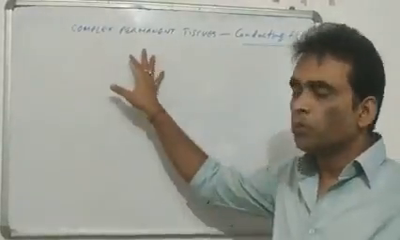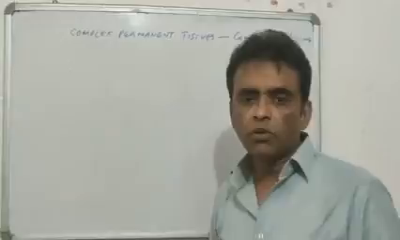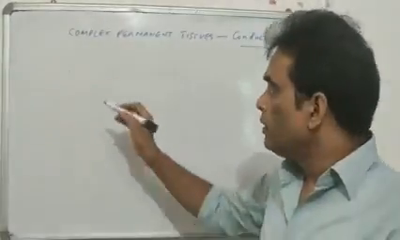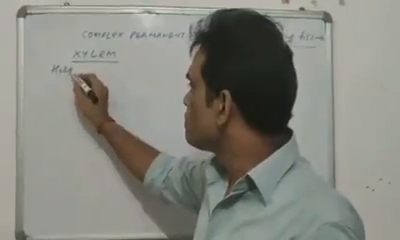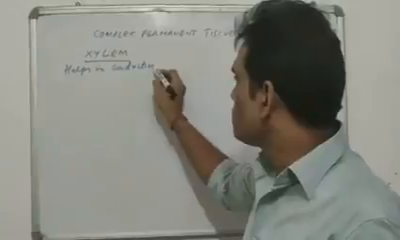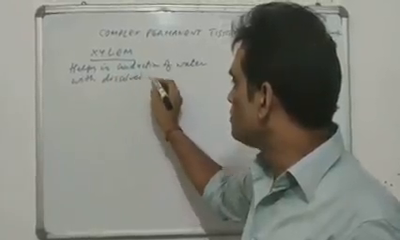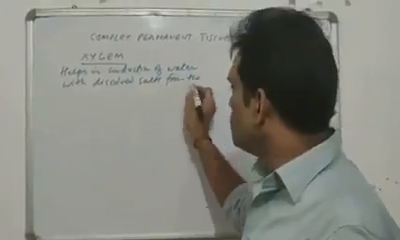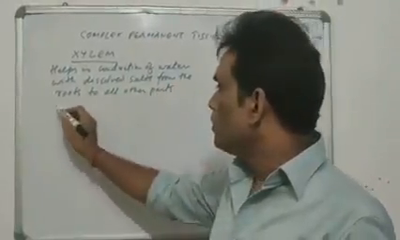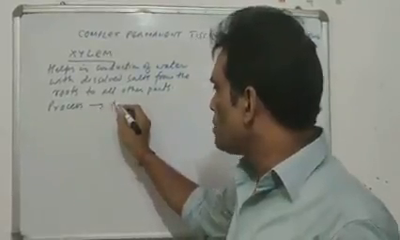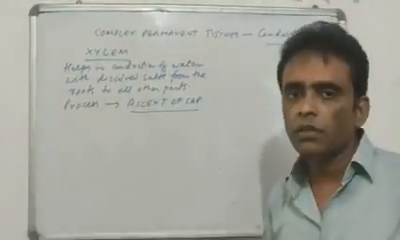You know, the water available to the plants is there under the ground. From there, the roots absorb it, and how does that water which is absorbed by the roots from the ground go to every part of the plant body? That is by the tissue called xylem. Xylem helps in conduction of water along with the dissolved salts from the roots to all other parts. The process is called ascent of sap. That is the name given to the process which occurs through xylem.